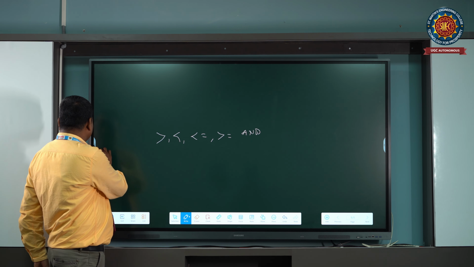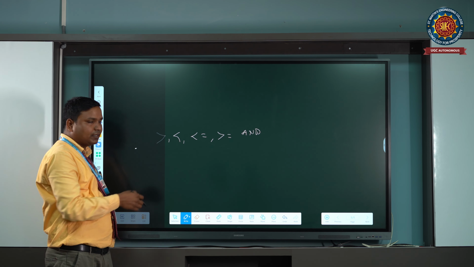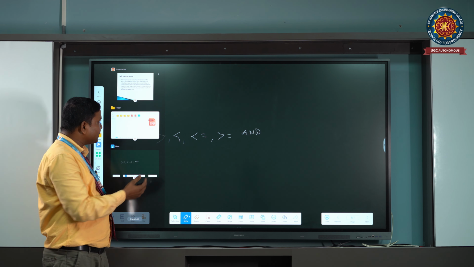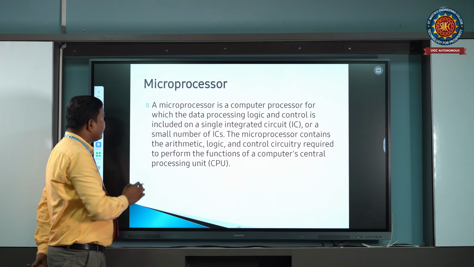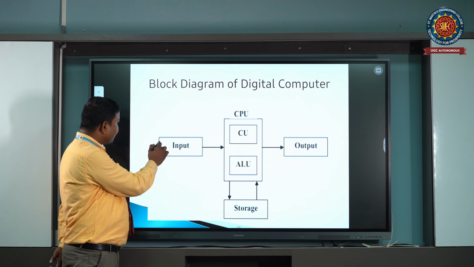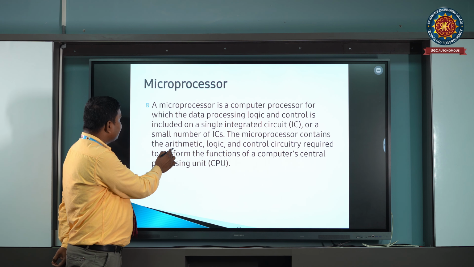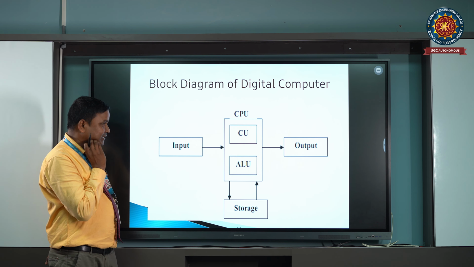Coming to our topic, what is the block diagram of the computer? This was the definition of the first one, computer organization, and the next one was the microprocessor. Next we will move to our topic, block diagram of the digital computer.